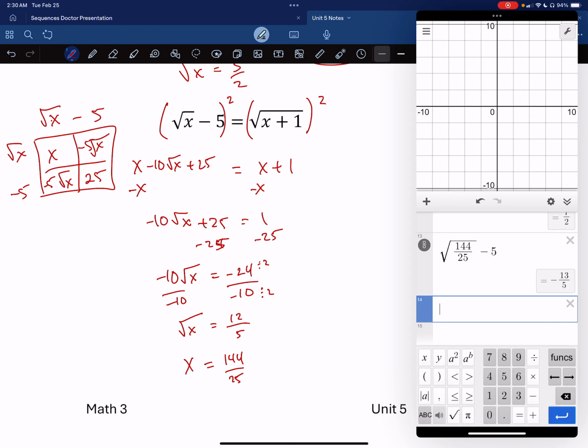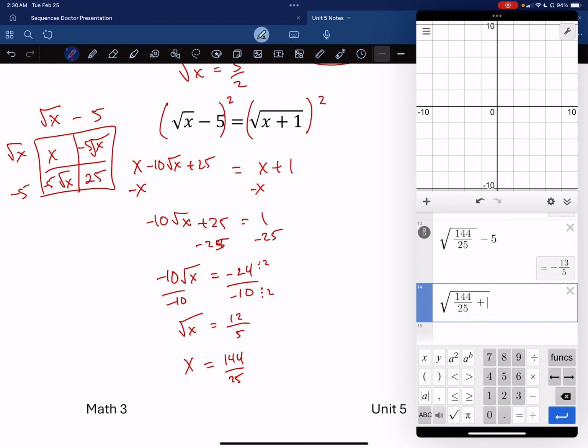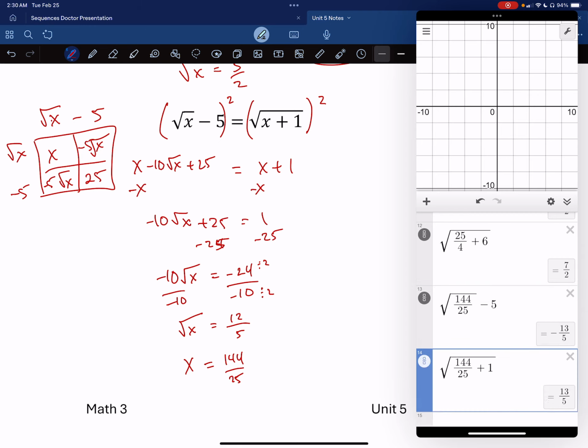Okay, so now we're going to do the square root of 144 divided by 25. Inside the square root, we're going to do plus 1. Okay, notice how same number, but one's positive, one's negative. So these are not going to work. So this is not going to be working, and you're going to write no solution. Okay?